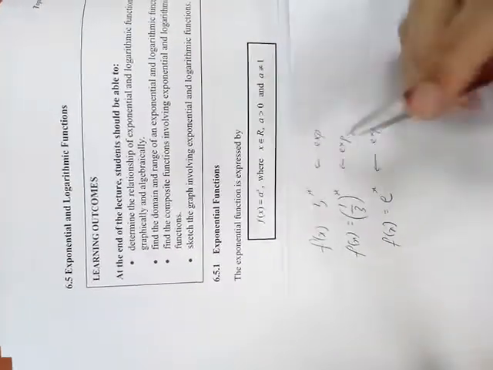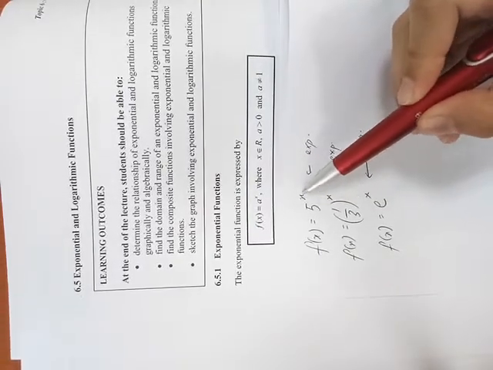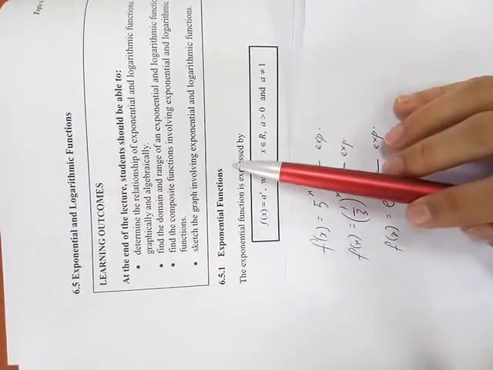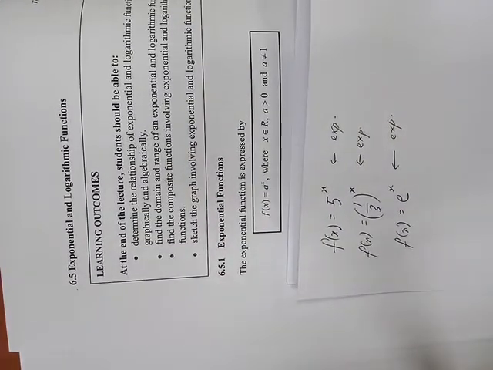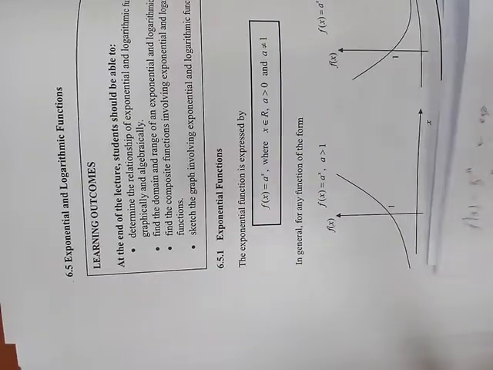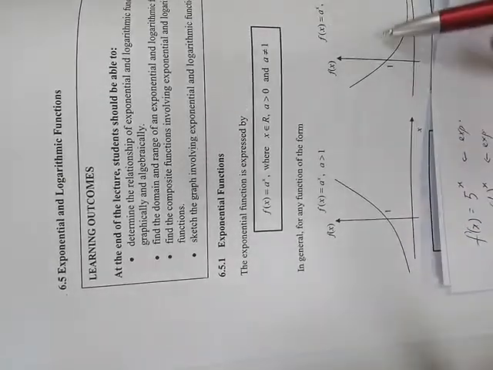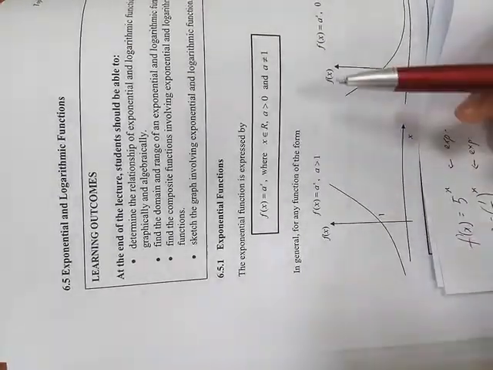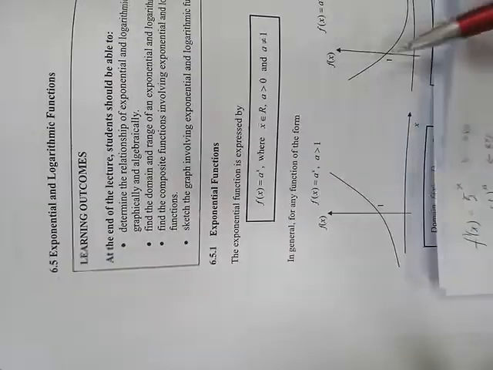So regardless of whatever the value of a is, when you have x in your index, it is called an exponential function. Okay, the most important thing here is how to sketch the graph of the exponential. First, you must know that the graph of an exponential will be like this. That means the graph will pass through the y-axis, so you should get the y-intercept.